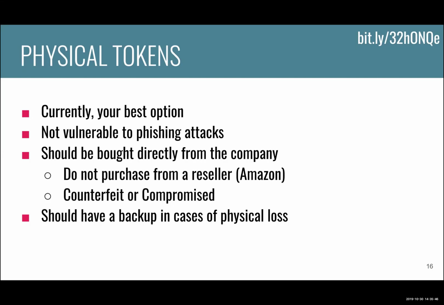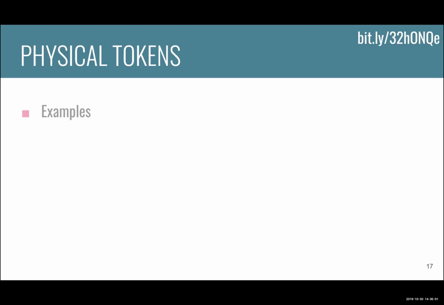So the backup could be something like the backup codes. You could also have a secondary key that you keep at home or in a lockbox somewhere that's safe. But you want to have something just in case something happens to that primary physical token that you're maybe carrying around with you all the time.